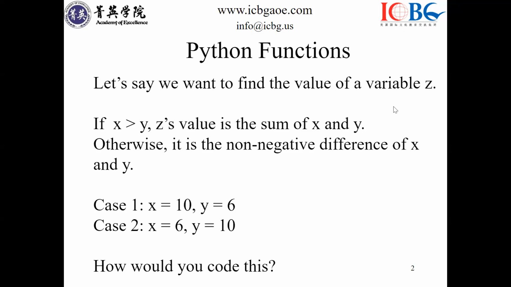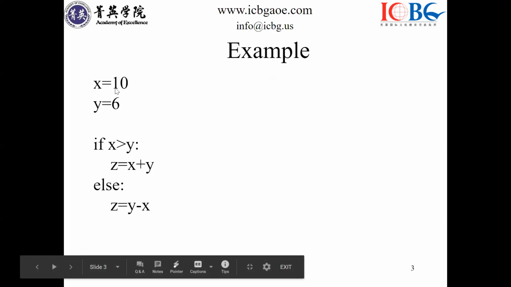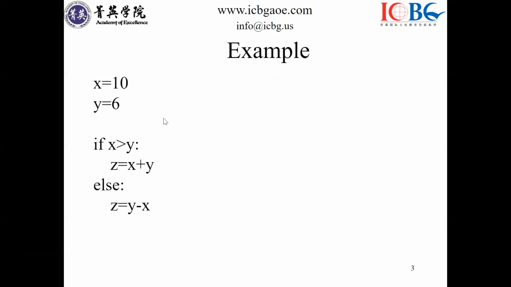But Python functions. Let's say we want to find the value of a variable z. So let's say if x is greater than y, z's value is the sum of x and y, and otherwise it's the non-negative difference of x and y. So you could code this with different values for x and y. But if you wanted to spontaneously change the values of x and y, you don't want to have to re-hard-code everything, right? So you could say, oh yeah, x equals 10 and y equals 6, and if this happens, then z equals x plus y, and else z equals y minus x.